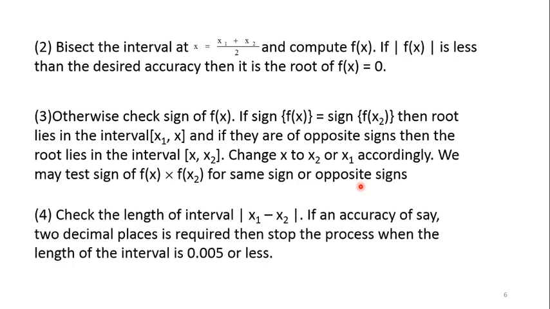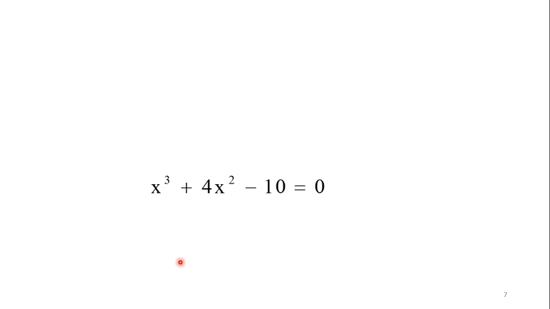Check the length of the interval, modulus of x1 minus x2. If an accuracy of, say, 2 decimal places is required, then stop the process when the length of the interval is 0.005 or less.